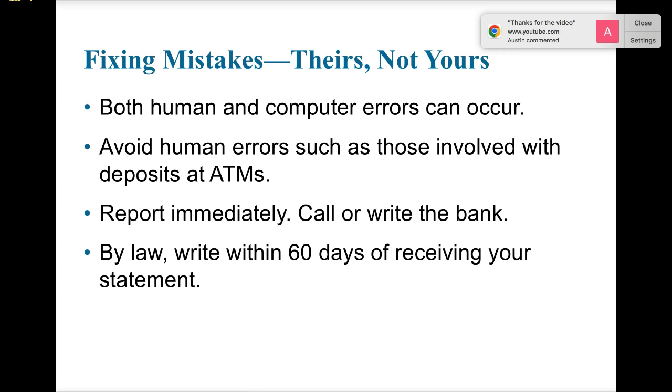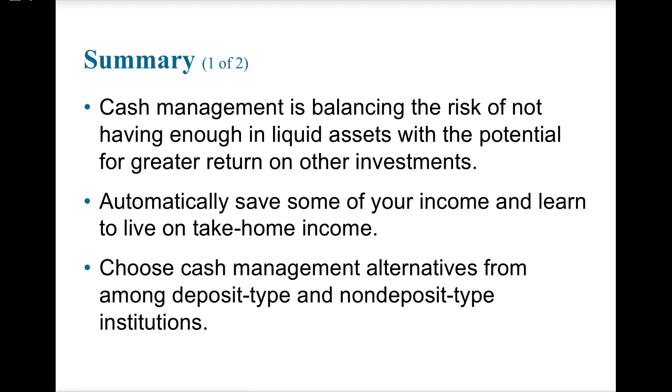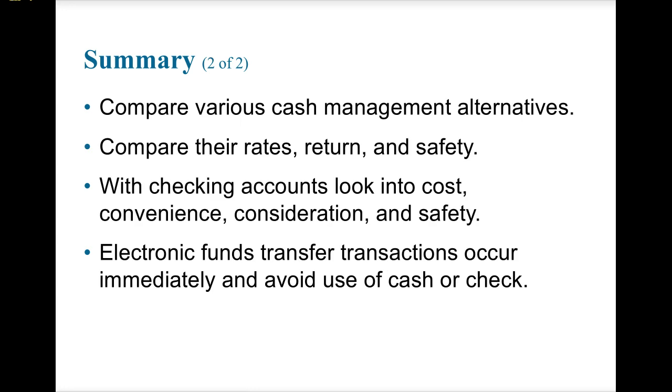Okay, so let's just review here. What did we talk about so far this chapter? We talked about cash management, automatic savings, choosing different types of accounts. We talked about various cash management alternatives. We talked about commercial banks, credit unions. We talked about rates of return, safety in accounts, the different aspects of checking accounts, different aspects of electronic funds being transferred. So these are all tools that you could use to help you manage your money.